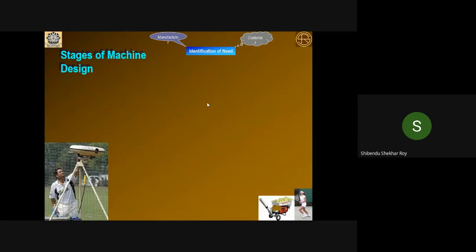Now, once you identify the needs in this way, you have to formulate what you have to do. For example, in our institute there is a student activity center. Suppose we don't have any bowling machine, but there are many students who are interested in cricket.